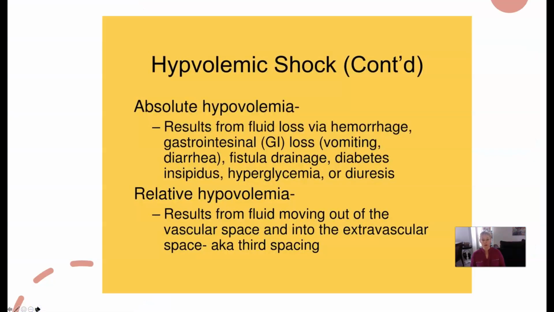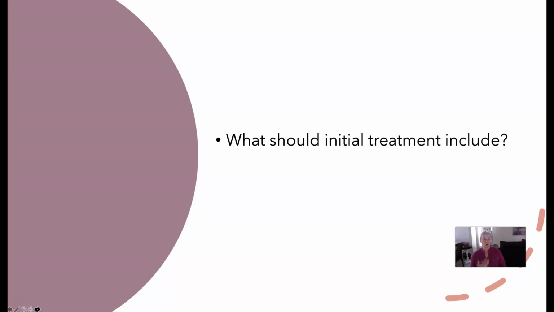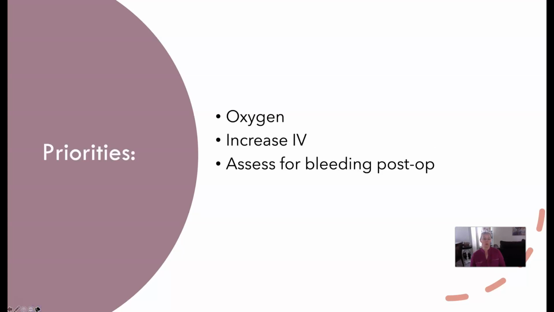Another slide here just to show that absolute results from fluid loss, which we mentioned: GI, also some drainage, diabetes insipidus, hyperglycemia, and diuresis. Thinking you are losing volume. If you have hyperglycemia, you're going to diurese more. Relative is fluid moving out of the vascular space and into the extravascular space. So that's the third spacing. You have vasodilation. So what should initial treatment include for this patient?